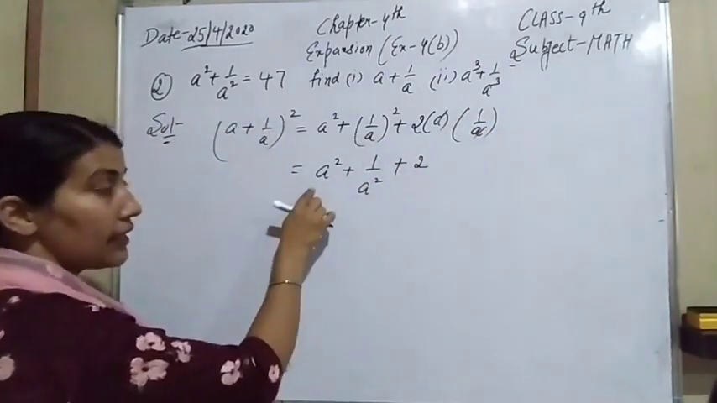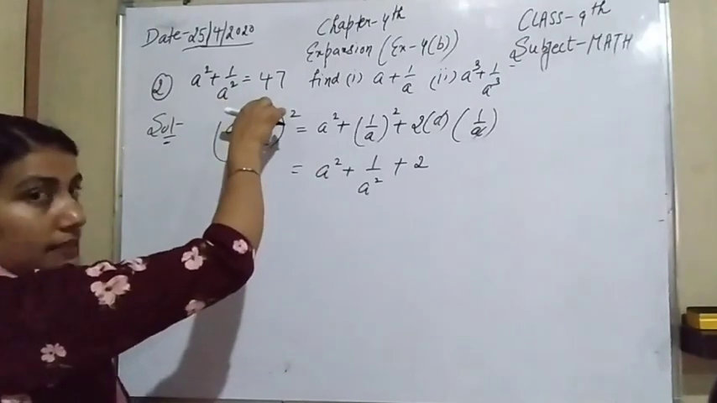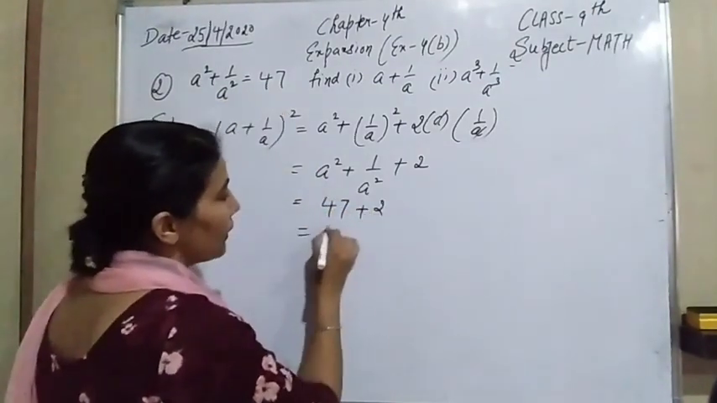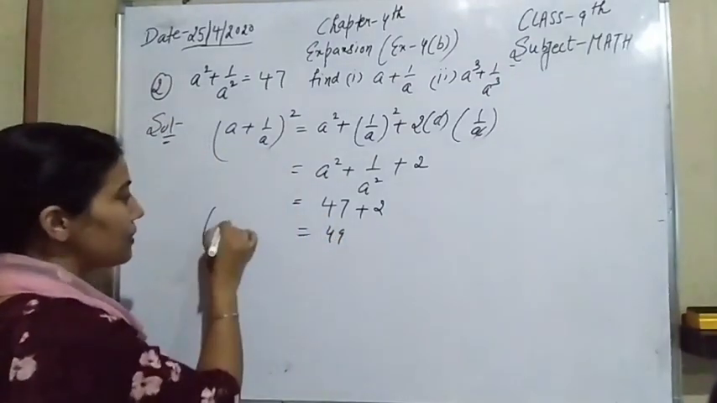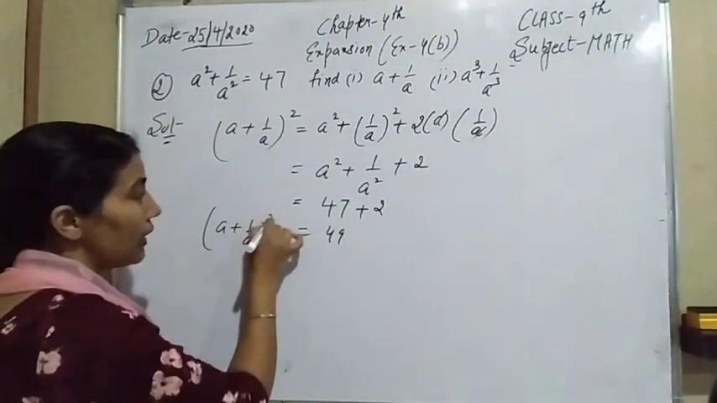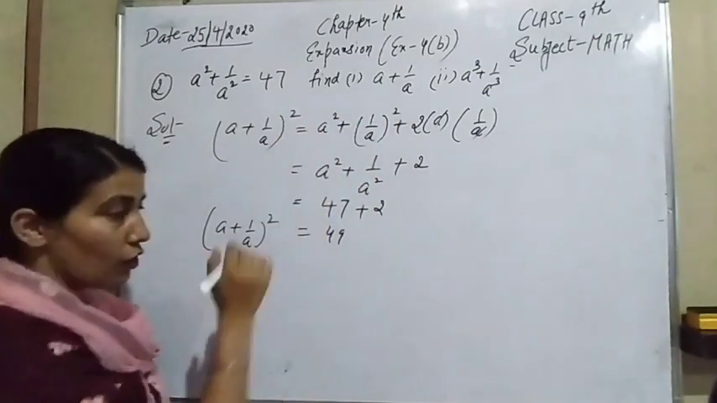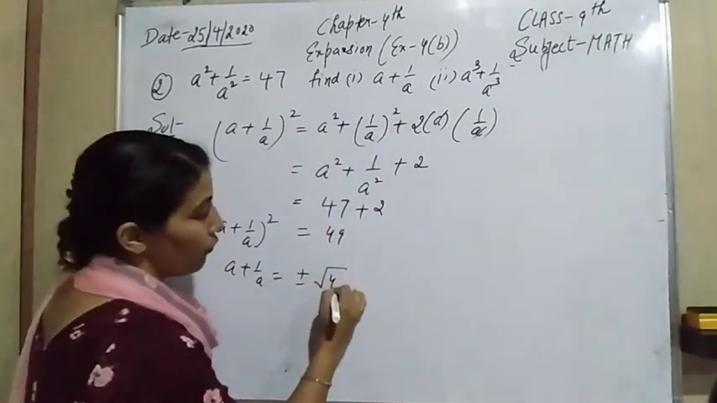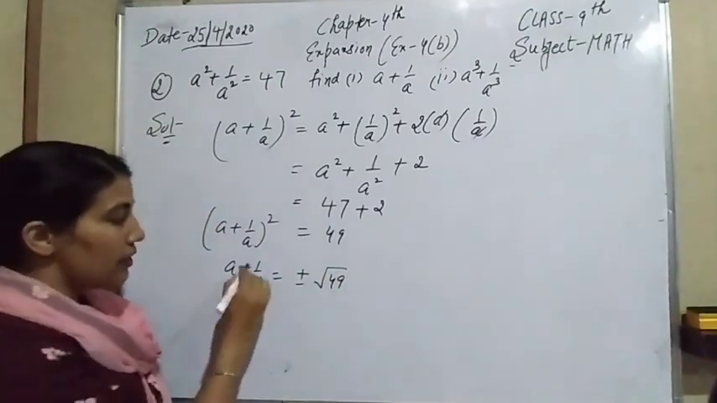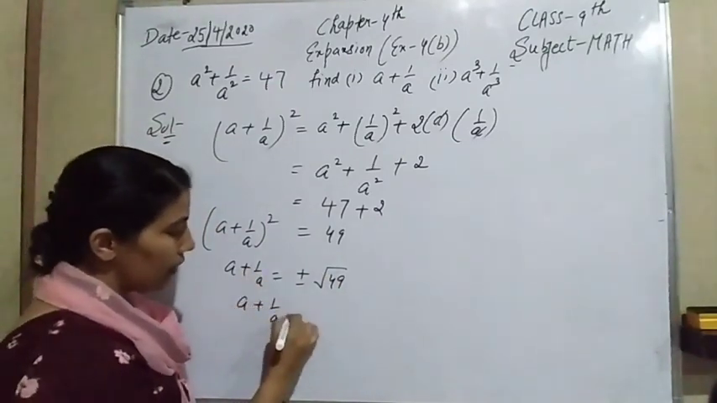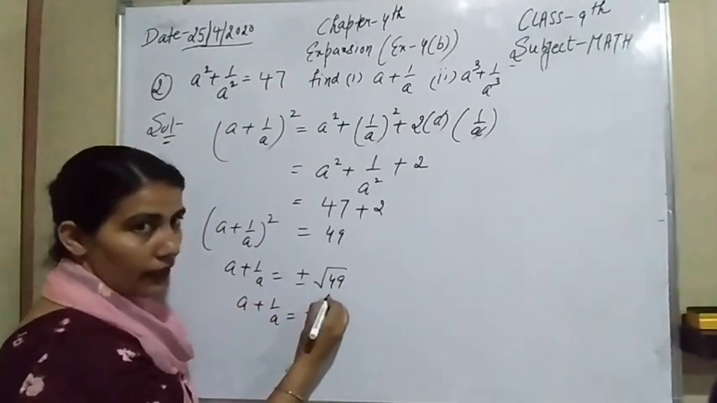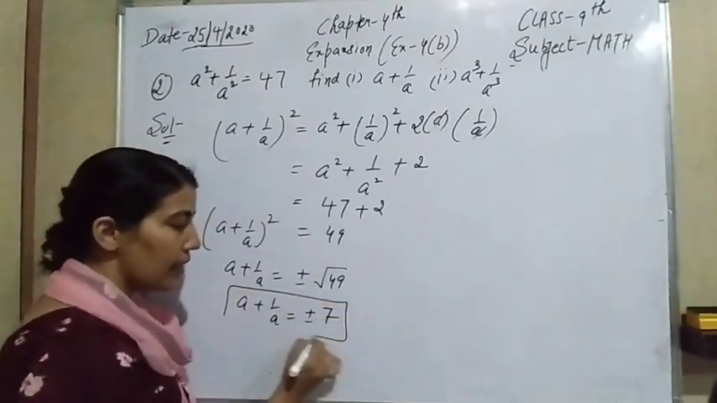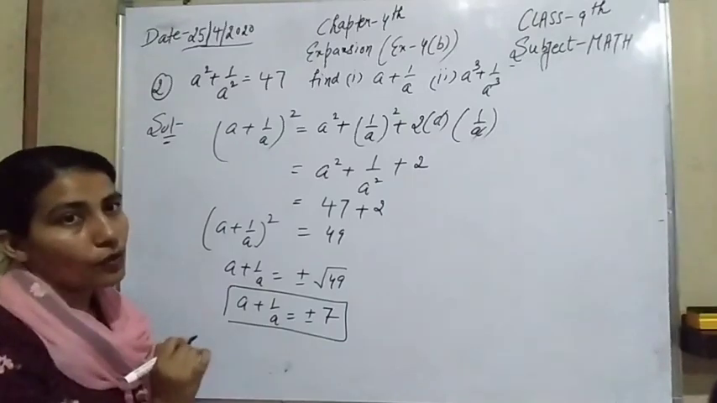Now we are given that a square plus 1 over a square is 47. Put in the value: here is 47 plus 2, that is 49. That is the value of a plus 1 over a whole square. But we have to find the value of only a plus 1 over a. That means it is plus minus square root of 49. Clear? Now a plus 1 over a is equal to plus minus square root of 49, which is 7, because 7 sevens are 49. That is the value of a plus 1 over a.